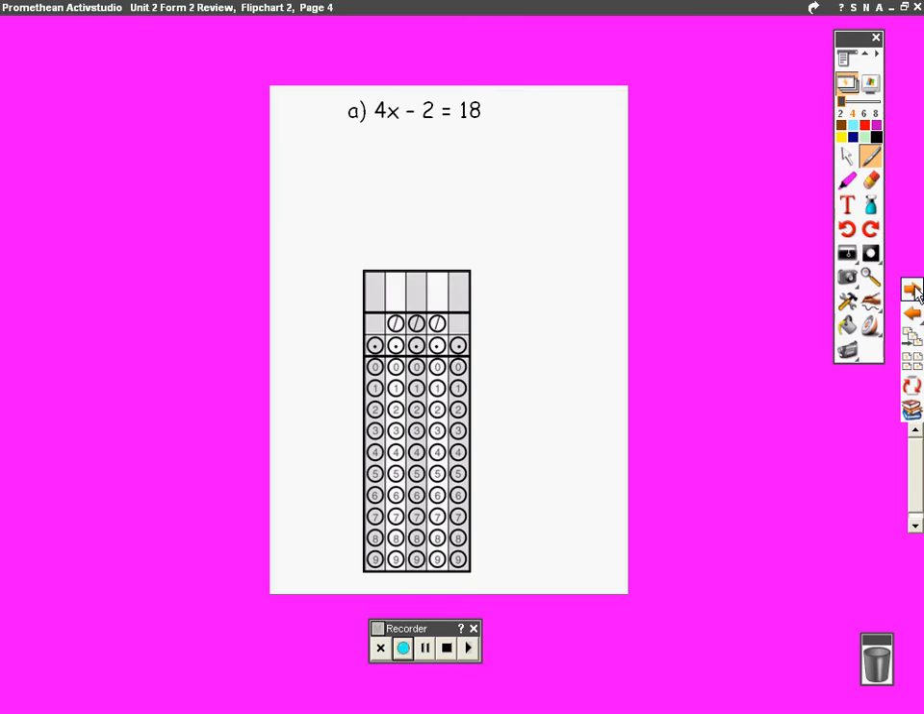To solve a two-step equation, we have to make sure we're doing the opposite of the operations we see. Because we see multiplication and subtraction, we're going to need to divide and add. So we start by adding 2 to both sides, which leaves us with 4x equal to 20. Then we want to divide by 4 on both sides, which leaves us with x equals 5.